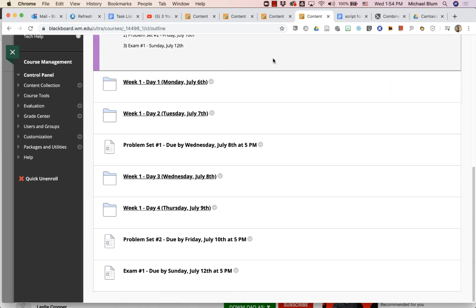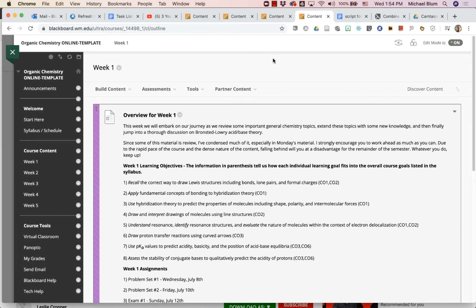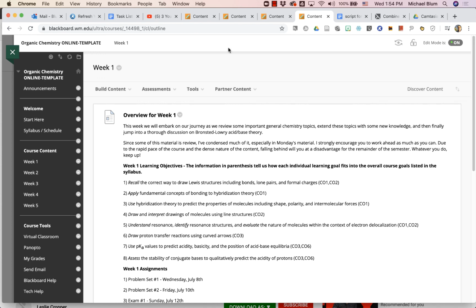So the organization is going to be important, but the most important thing about organization is going to be consistency and making sure that you signal to the students when things are due. In our next lesson, we're going to go ahead and create a module like the ones that you see here.